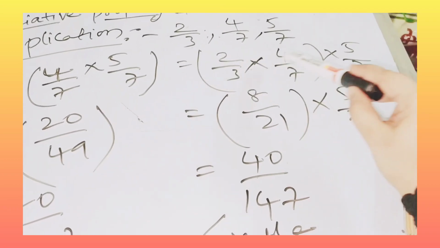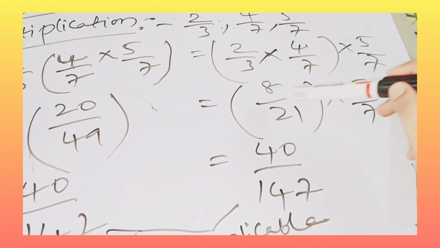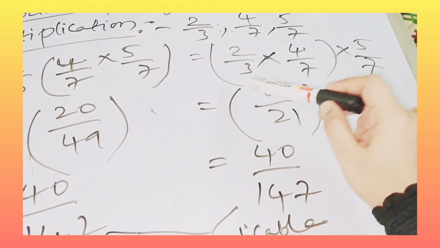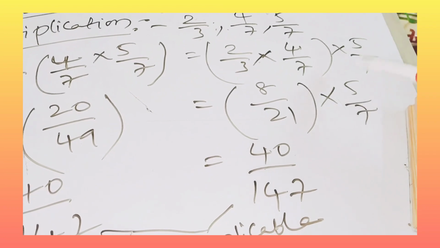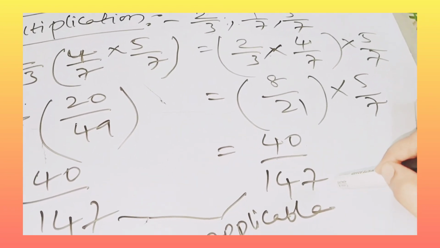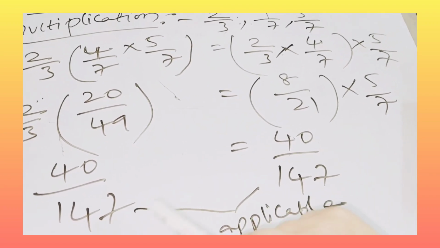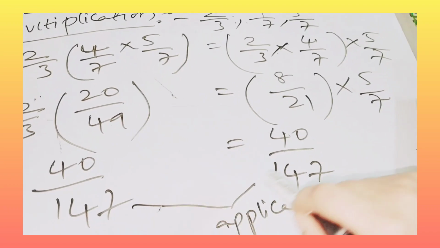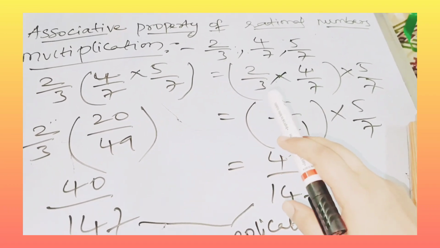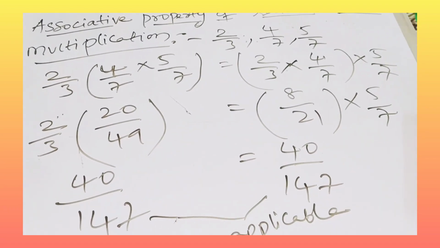Now here you have to separate c, a into b into c, you have to separate c here. Now what you have to do, you have to again multiply this. 2 4s are 8, by 3 7s are 21 into 5 by 7. 5 8s are 40, 40 by 147. So here the answer is same. Left hand side is equals to right hand side, LHS is equals to RHS, so it is applicable. Associative property of rational numbers under multiplication is applicable.